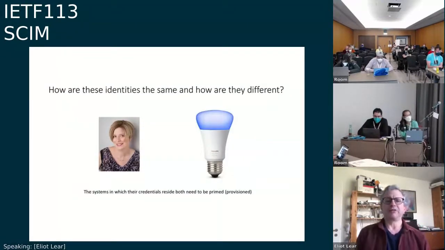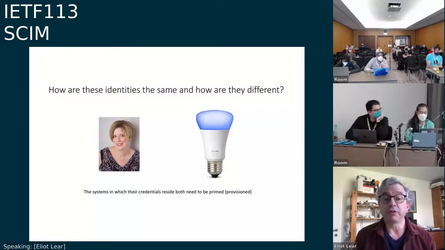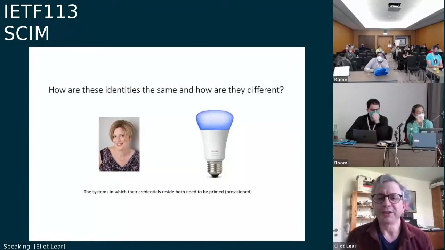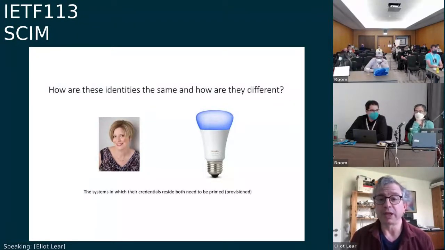So how are these identities different, and how are they the same? Each of these identities requires credentials. It so happens that Janelle has a lot more capability to prove herself. She has fingers, eyes, and the ability to type. And the light bulb doesn't, right? There's no user interface on the light bulb. There's no means for the light bulb to provide a lot of context just visually, other than blinking or something. Next slide.